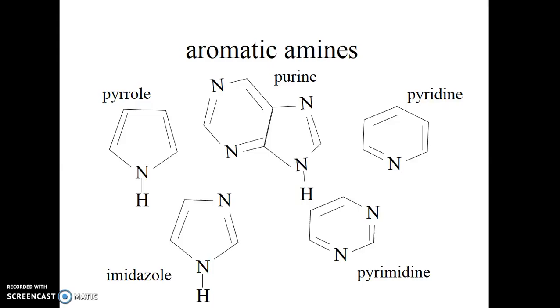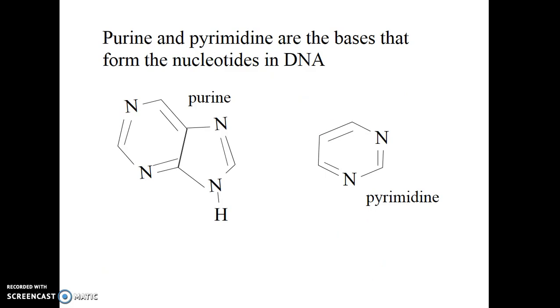The aromatic amines are important in biochemistry because we'll see them in many molecules, particularly though we see the purines and pyrimidines repeatedly in biochemistry, because purines and pyrimidines are the bases that form the nucleotides in DNA and in RNA. So here's purine. It is a two-ringed compound, and pyrimidine a single ring compound.